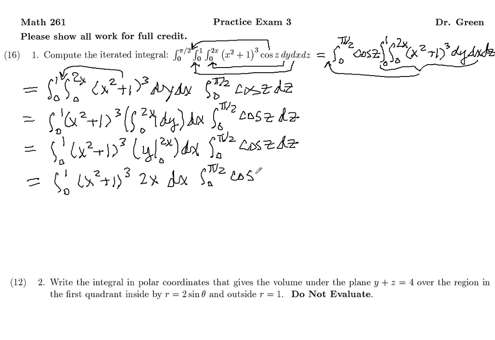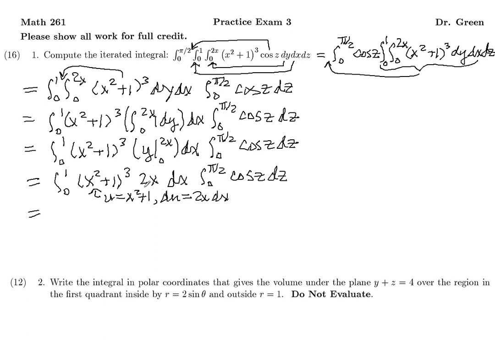All right, so now we can do a u substitution here, because we've got a function x squared plus 1, and its derivative is 2x right there. So that's pretty slick how that worked out. For this one, we're going to let u equal x squared plus 1, and then du is going to be 2x dx.